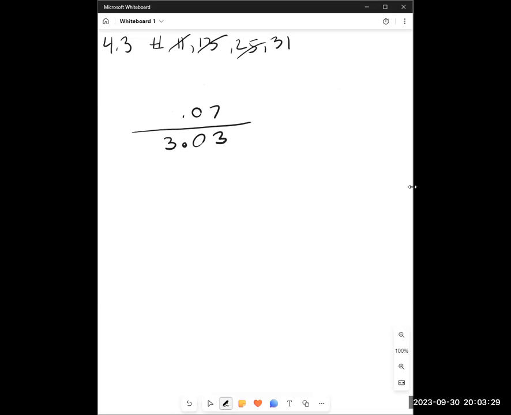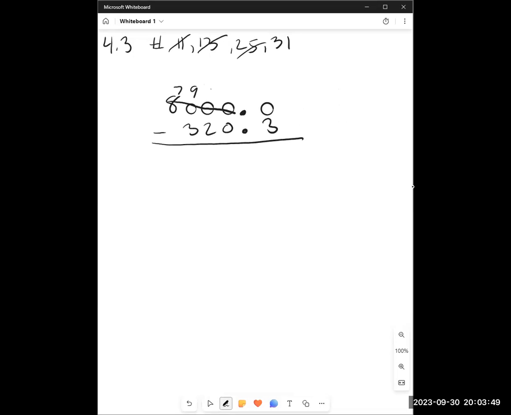One more problem here. We have 8,000 minus 320 and 3/10. I have to add my decimal point and 0/10 there. I'm going to borrow 1 from 8,000 to get 7,999 and carry the 10/10 over.